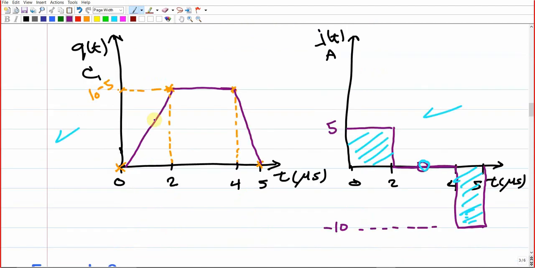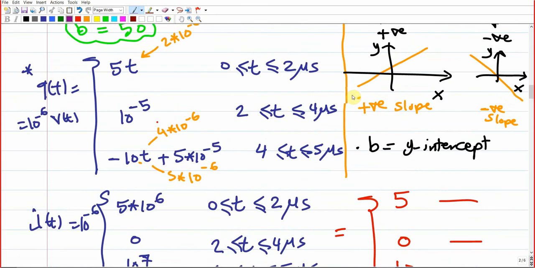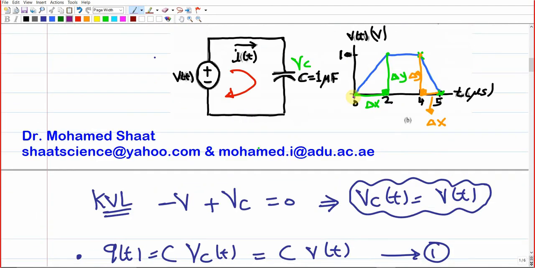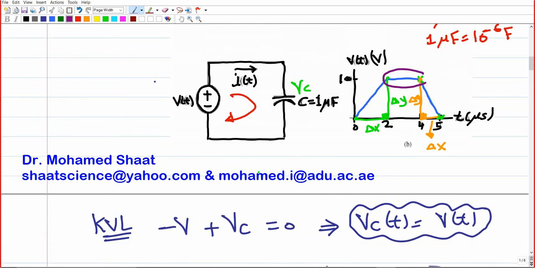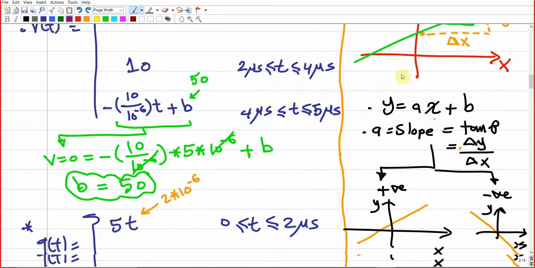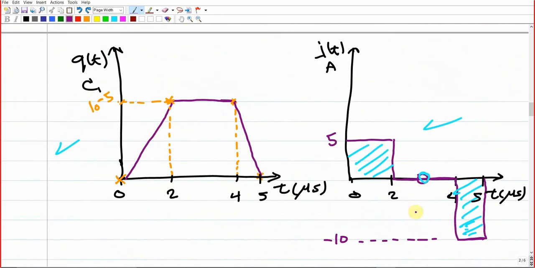Make sense? As you can see here, in the given voltage equation, the volt within this period was constant. So what does it mean? The current over the capacitor within this period should be zero. According to the note I mentioned, the capacitor is going to work like an open circuit in case the volt is constant. And this is what we got. The volt within the period 2 to 4 is constant, so that's why we got the current within this period is zero. And this makes sense.